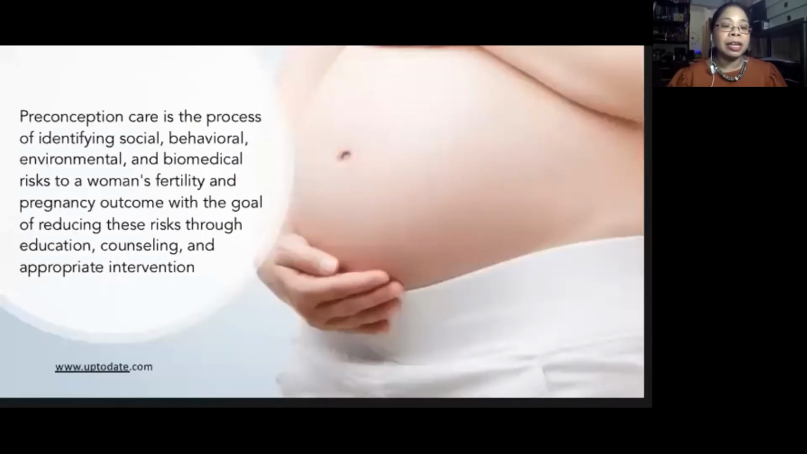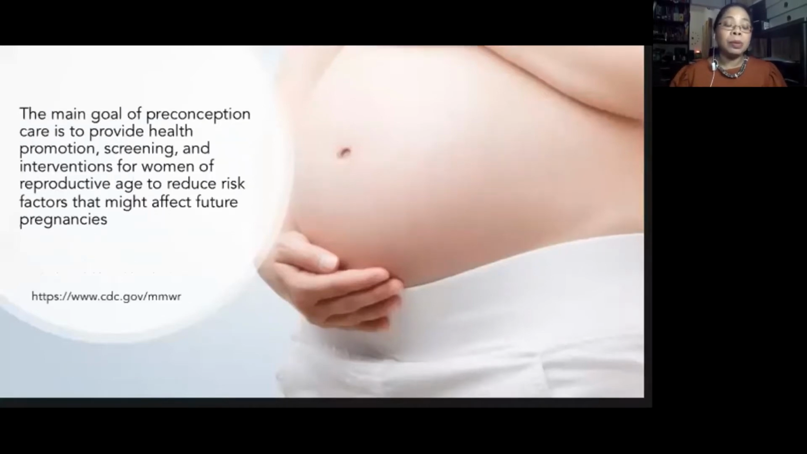So preconception care is the process of identifying social, behavioral, environmental, and biomedical risks to a patient's fertility and pregnancy outcome with the goal of reducing this risk through education, counseling, and appropriate intervention. The main goal of preconception care is to provide health promotion, screening, and interventions for women of reproductive age to reduce risk factors that might affect future pregnancies.